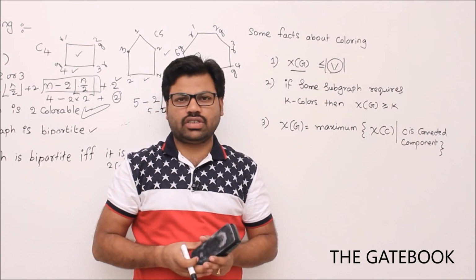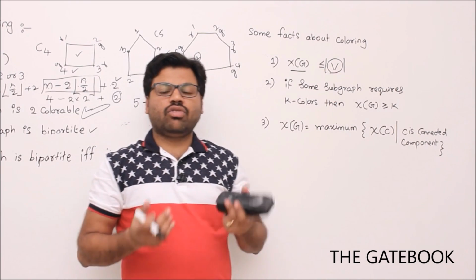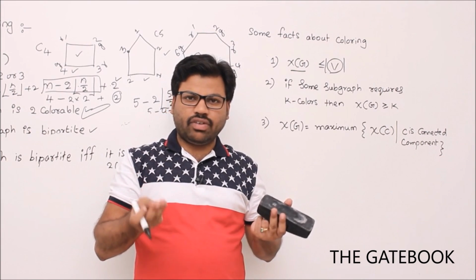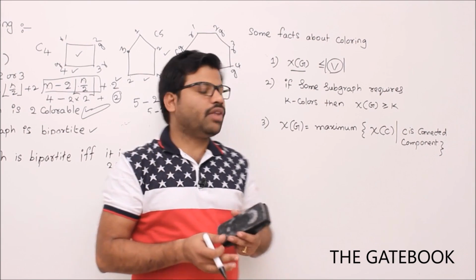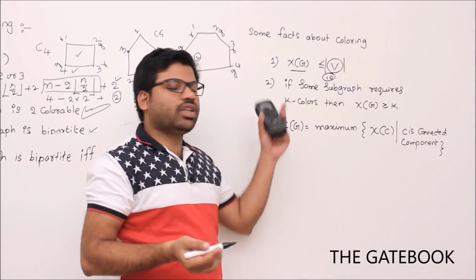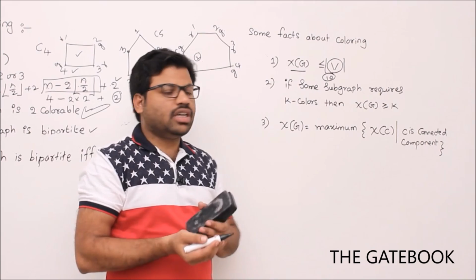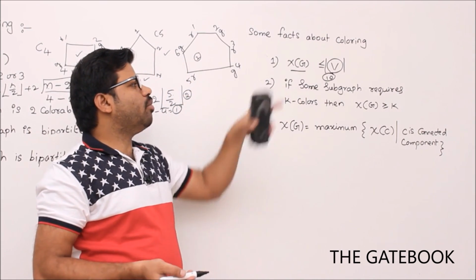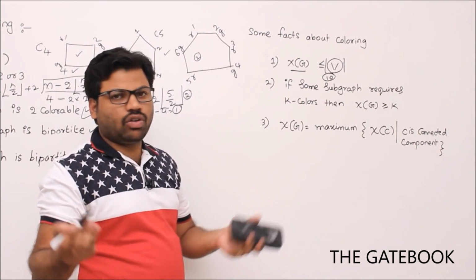That's very obvious, right? Why? Because for every vertex we are giving at most one color. If there are 10 vertices, then any graph requires no more than 10 colors, right? No graph requires more than that. That's why the chromatic number of any graph will definitely be less than or equal to V.